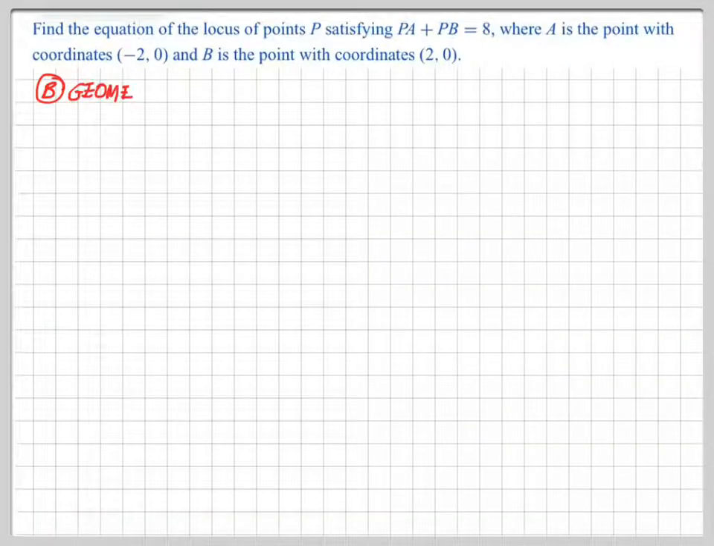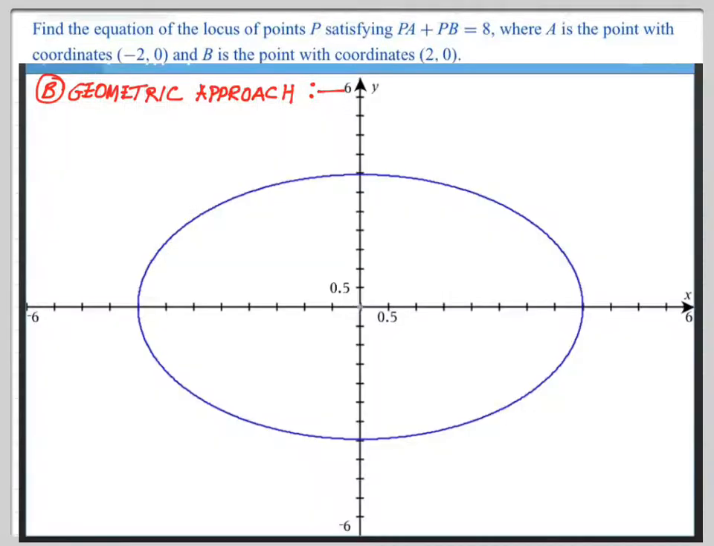We've got to go. Now, what's this one? Find the equation of the locus of points P satisfying PA plus PB equals 8. Oh, it's the same one. I'm a silly sausage. And it's the geometrical approach. Now, watch this. This is going to just floor you. It's so easy. Watch. Now, there's the diagram I had before, right? There's the diagram I had. Now, just go with me.